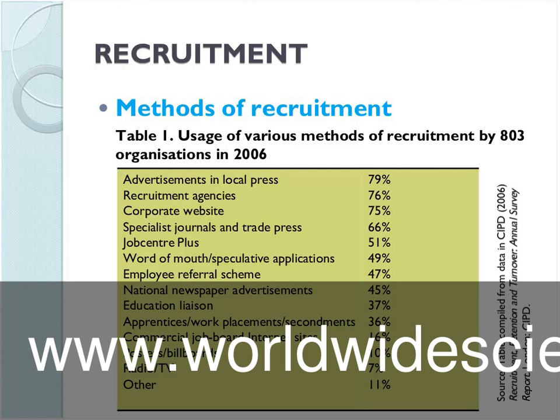37%, the apprenticeship work placement as second best 36%, the commercial job board internet sites 16%, and posters and billboards 10%, radio, TV 7%, and other is 11%. Here the most used are advertising in the local press, the recruitment agencies, and corporate websites, in special journals and trade press.